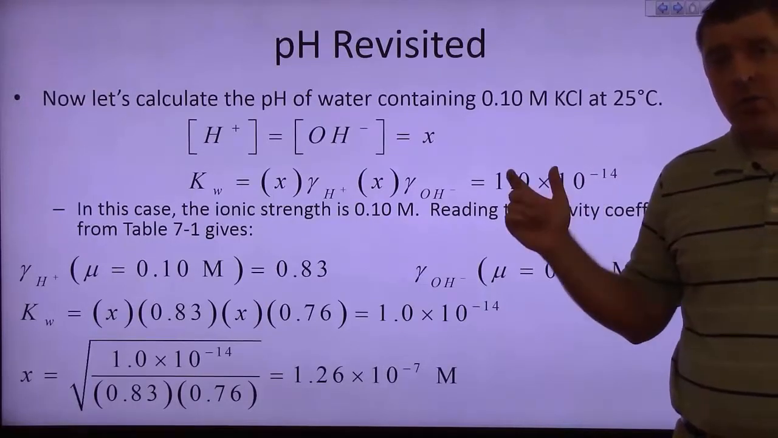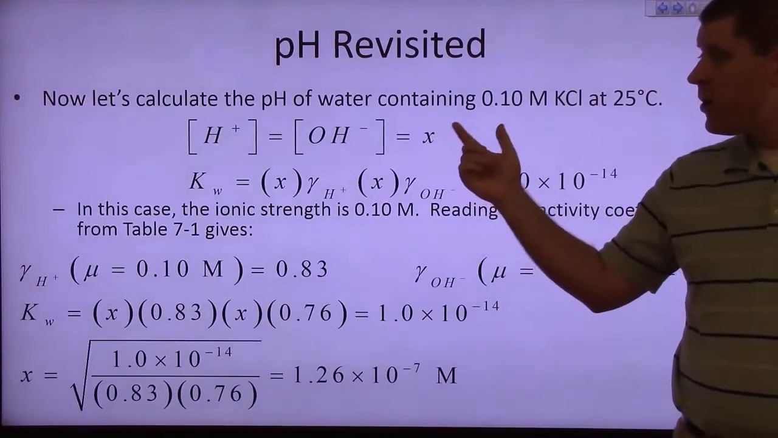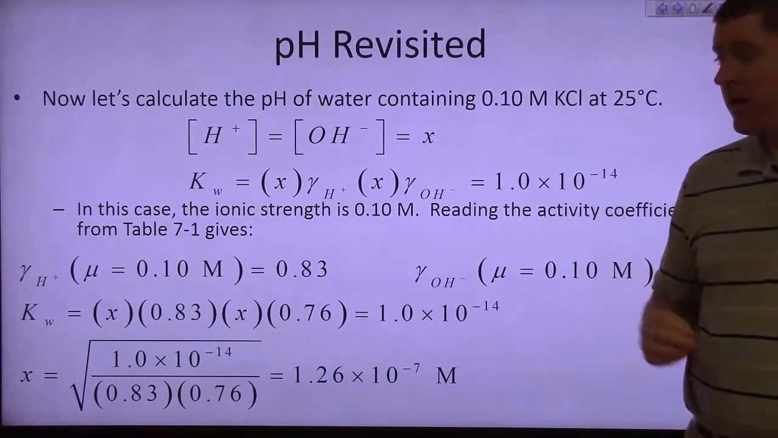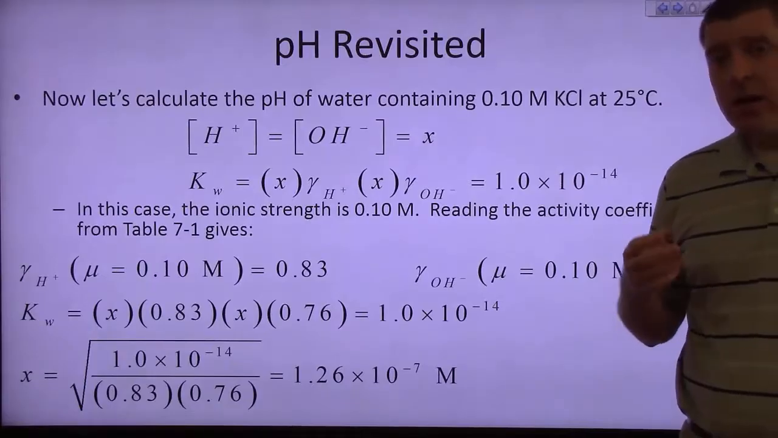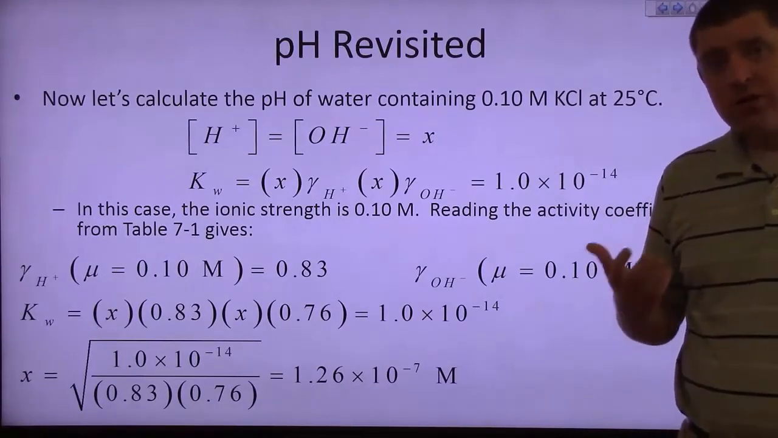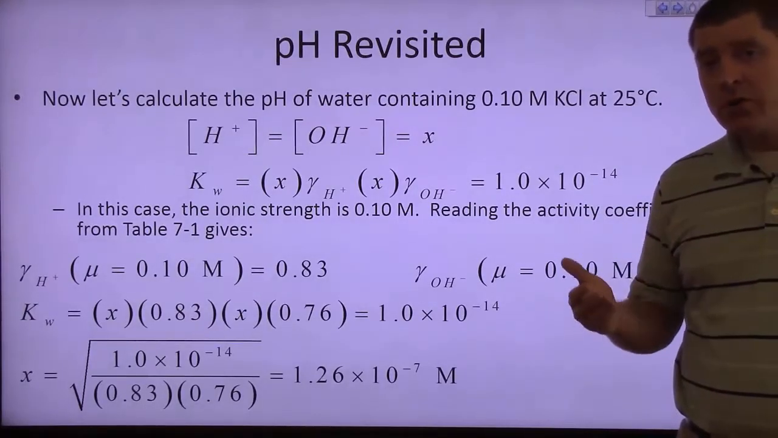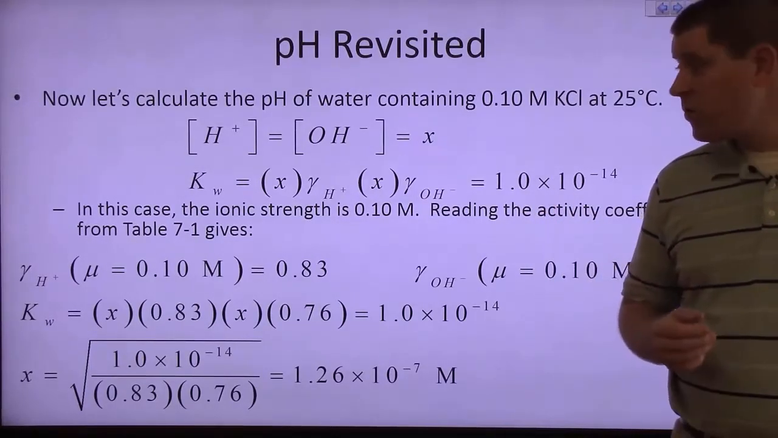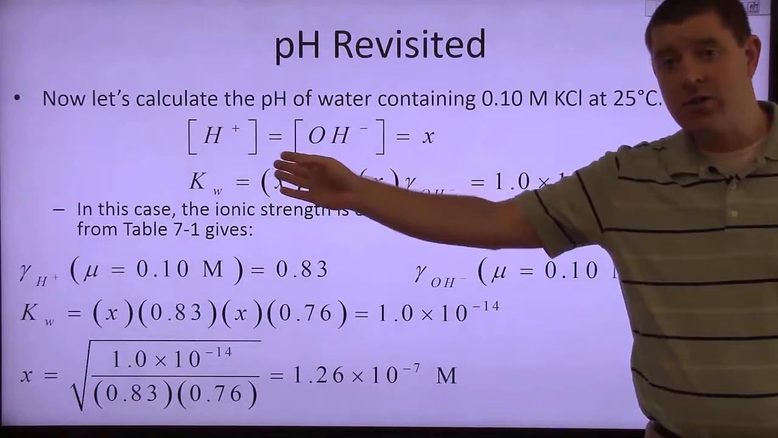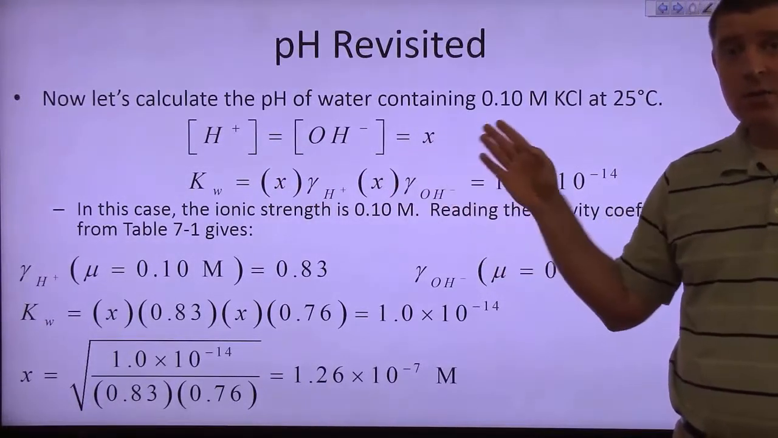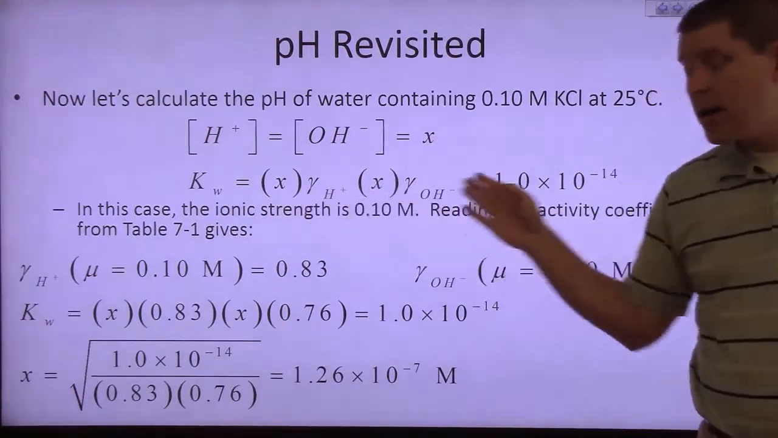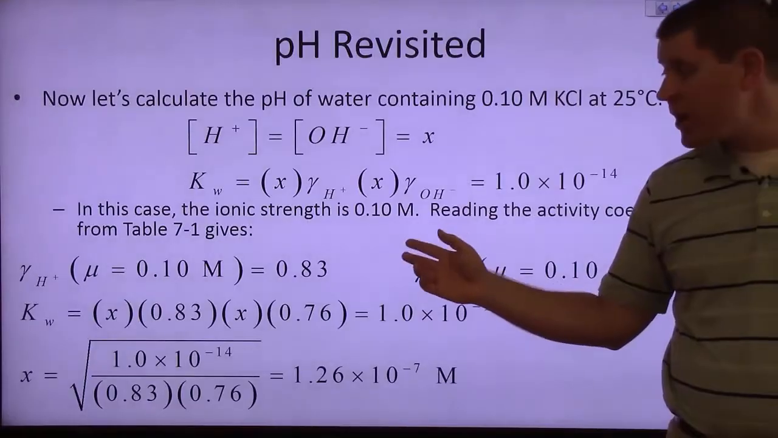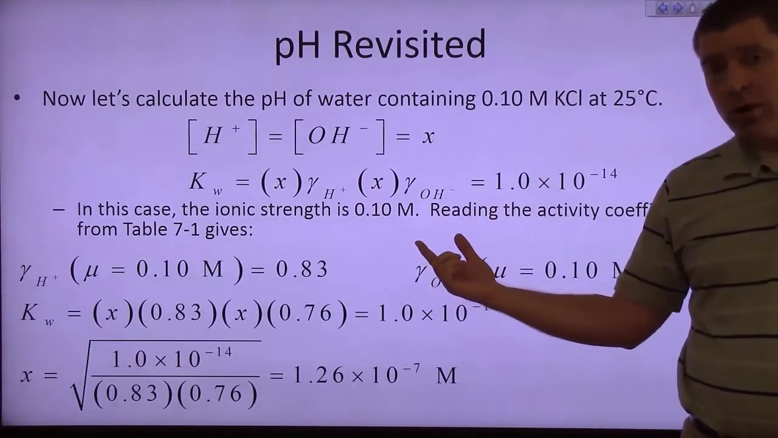But instead of pure water, now let's calculate the pH of water that contains 0.1 molar potassium chloride at 25 degrees C. Now, potassium chloride is not an acid or a base. It's neutral, which means that the only sources of hydrogen ion and hydroxide ion are still that autoionization of water. So we can still say the hydrogen ion concentration is equal to the hydroxide ion concentration, which is equal to X. And we can still write our same equation here for the equilibrium constant, but in this case the ionic strength is 0.1 molar.